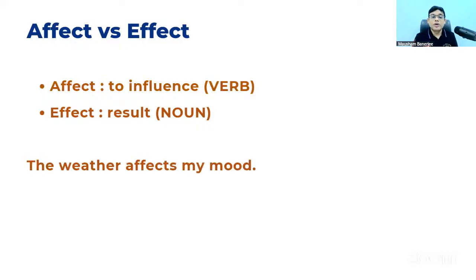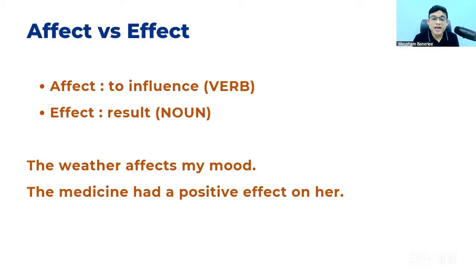Okay. So the weather affects my mood. It influences my mood, whether I feel good or bad. Let's say it's rainy weather right now, so I feel good about it. It's nice. So it affects my mood. It influences my mood. It's a verb. Effect. The medicine had a positive effect on her. The medicine had a positive result on her.